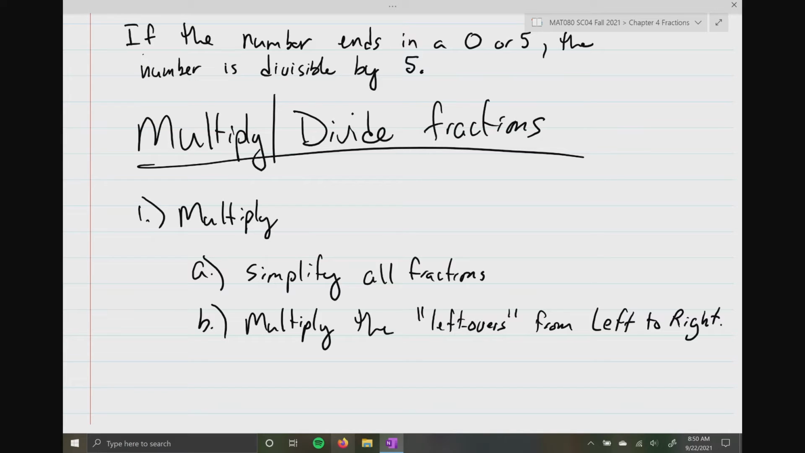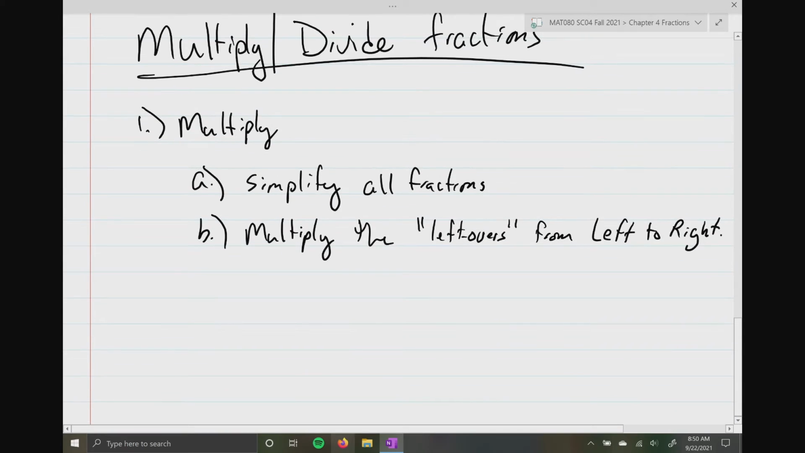You always, always, always simplify your fractions before you multiply them. Now, I know a lot of us were never taught that. But then again, you didn't have me as your teacher. All right? So to multiply, you simplify the fractions first. Then you multiply all the leftovers from left to right. So, here's an easy one.